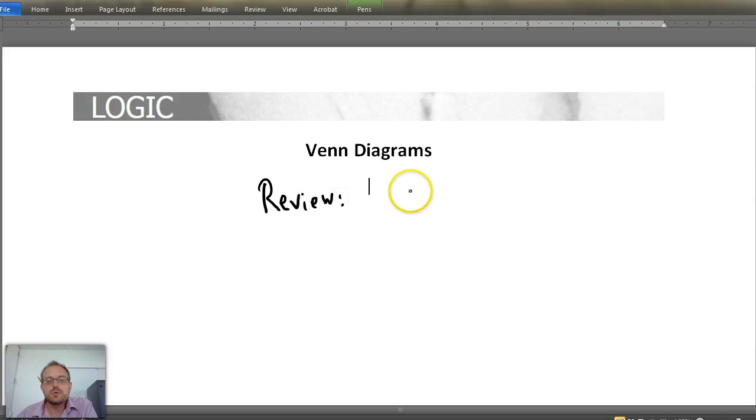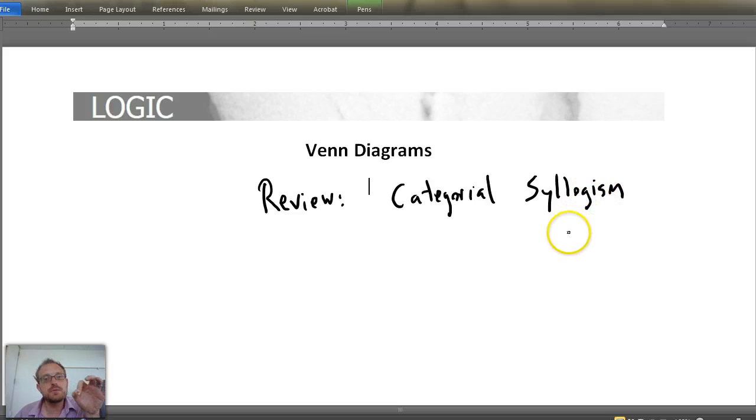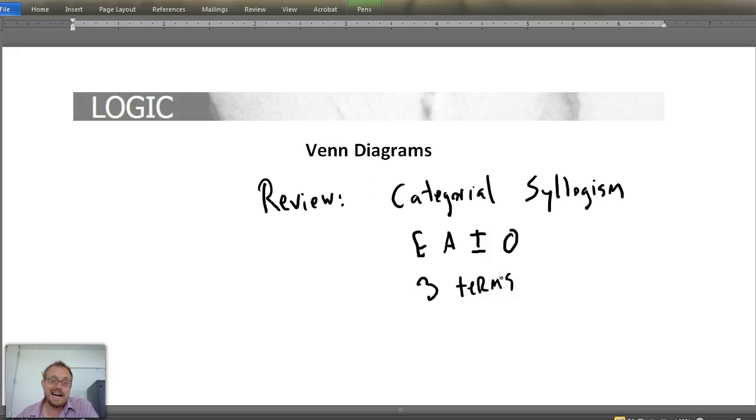In our last lesson, we learned that a categorical syllogism is an argument that has exactly two premises and one conclusion. Moreover, the premises as well as the conclusion are always stated as categorical propositions. That means it's either an E, an A, an I, or an O type of proposition. A categorical syllogism is composed of three categorical terms, or three categorical classes.